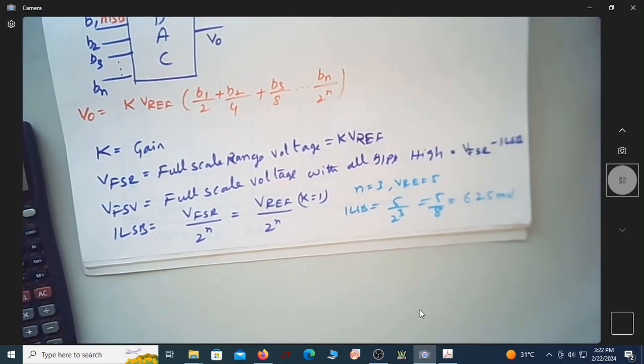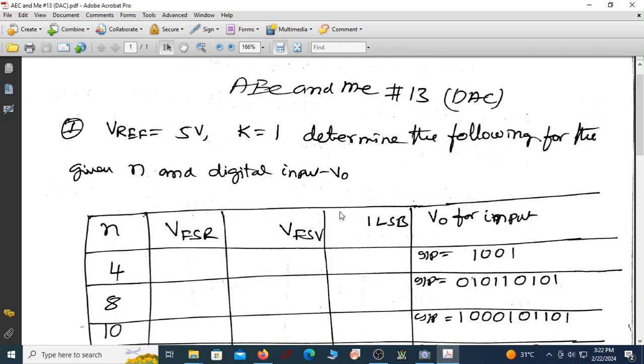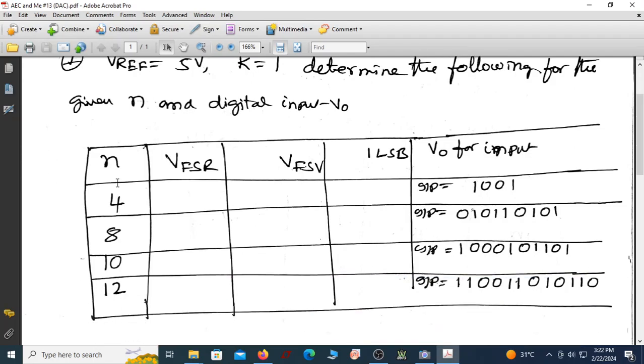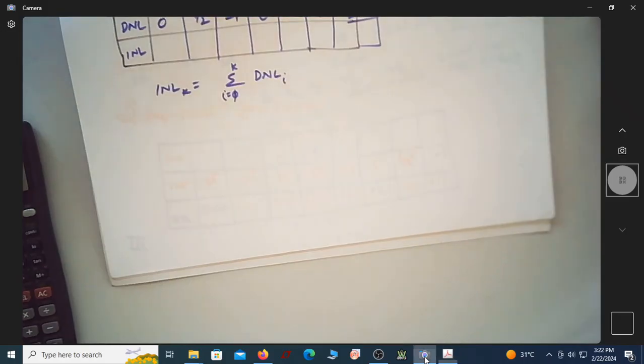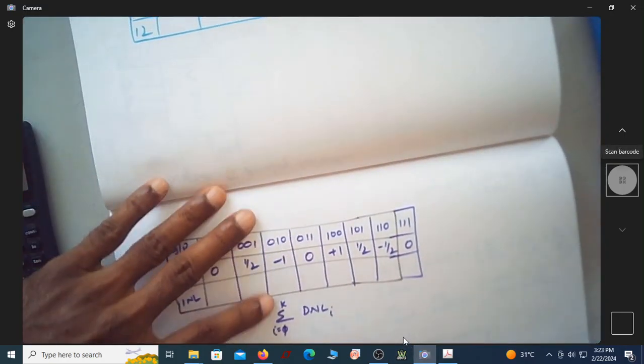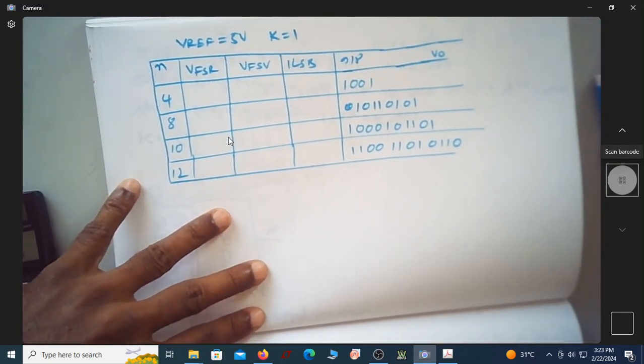Okay, let us take a look at what is the task given in AEC and ME number 13. And these are the specifications given. So K is taken as 1 and V reference is 5 volts, and we are asked to find different parameters for a given value of n, and we are also asked to find out what is V0 for a digital input over here. So these are different values of n. We are asked to find what is FSR, FSV, 1 LSB and V0 for these inputs. So I am just rewriting the same thing over here. So this is that table rewritten.